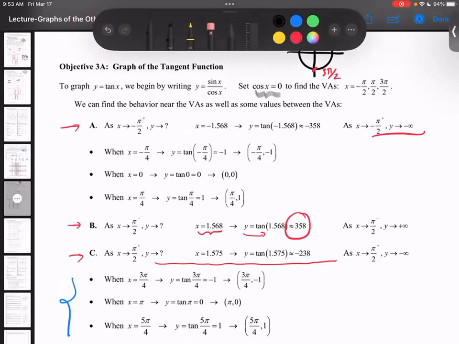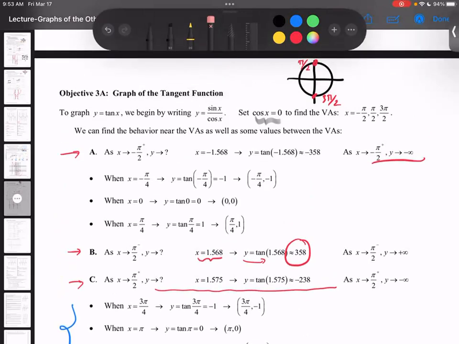Don't write this down. If I give you y equals 3x over 5, and I ask you to find the x-intercept, what do you set equal to 0? y equals 0, right? Same thing we do in this problem.